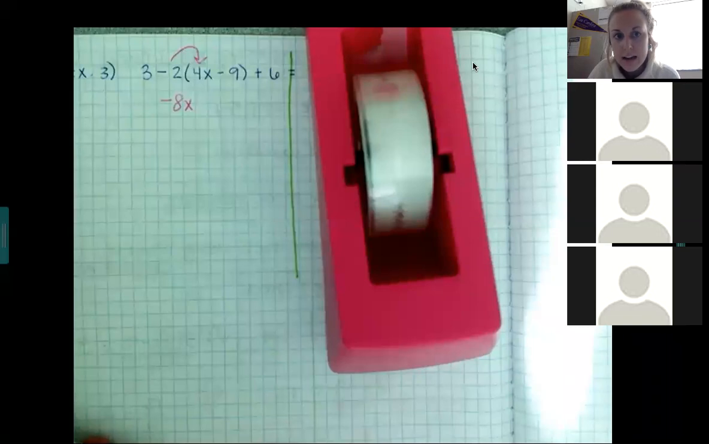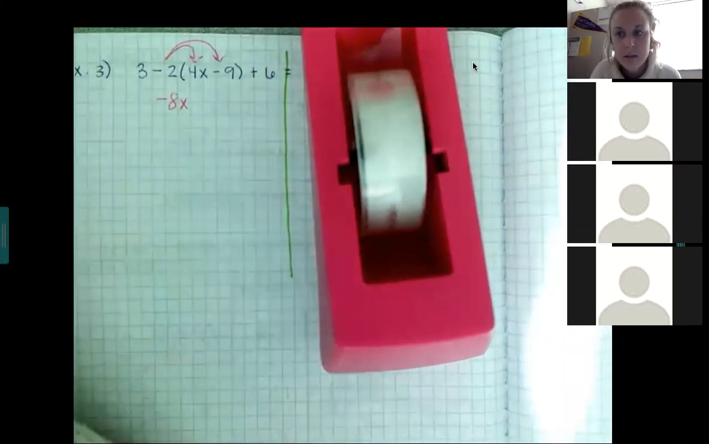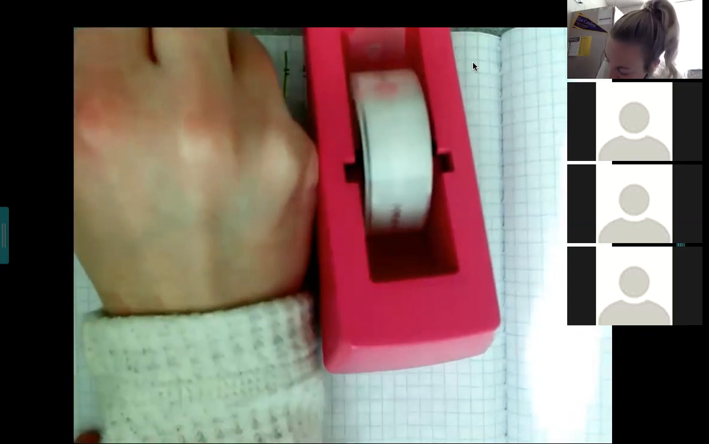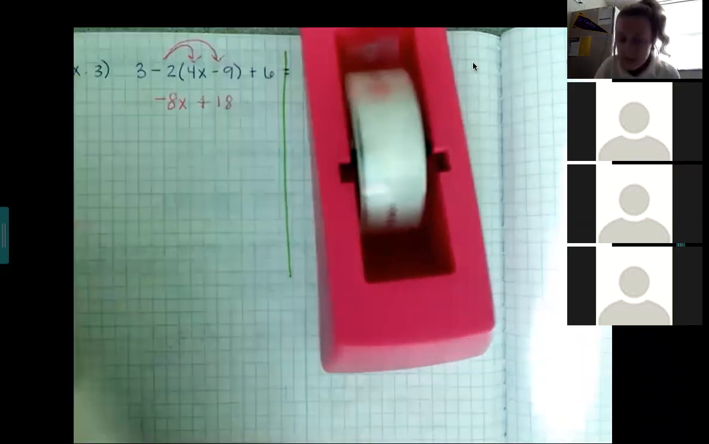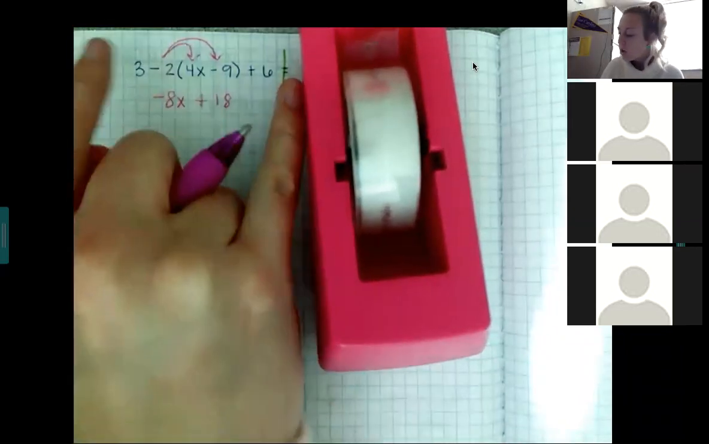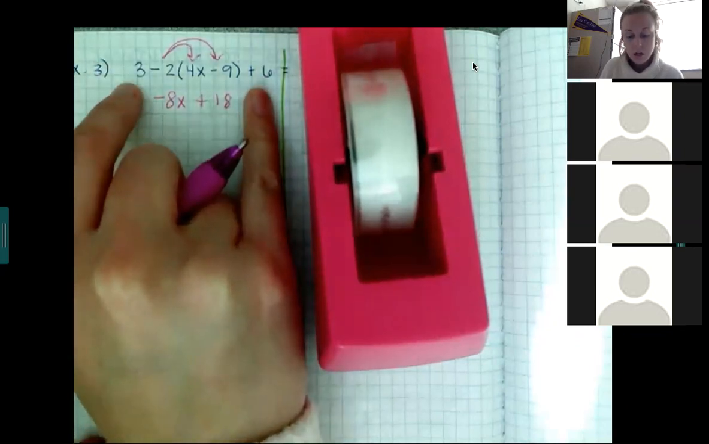Negative 8x. What about negative 2 times negative 9? Positive 18. Good. Remember, a negative times a negative, when the signs are the same, they'll cancel. So that's going to be positive 18. Now, what did y'all do with the 3 and the 6? I brought it down. Good. You should have brought it down.